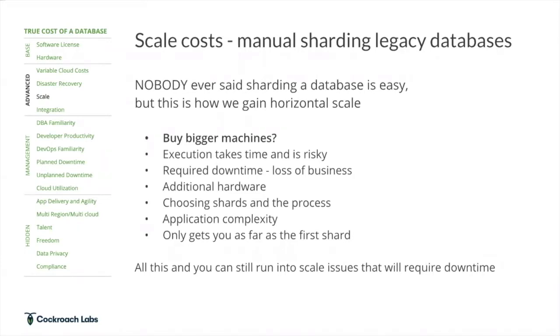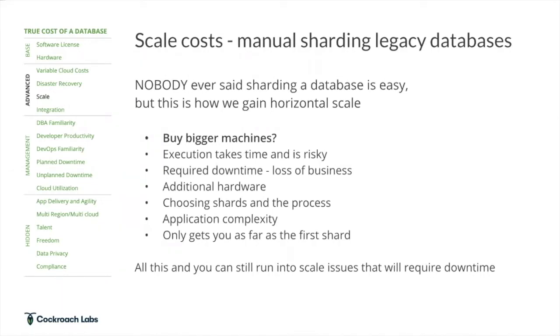The required downtime to implement this, which we're going to actually cover in an upcoming slide, right? So planned downtime can result in loss of business. There is, again, additional hardware. I actually now buy two machines in one zone, but I'm going to need two machines in another zone because I have this active passive thing. So I've actually now doubled my capacity in terms of the hardware I have.